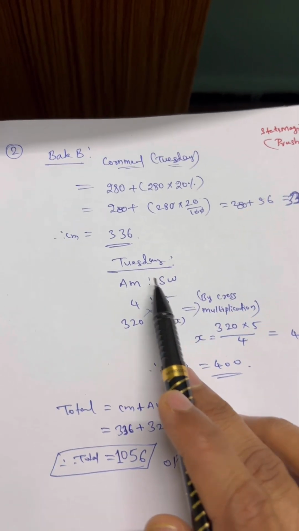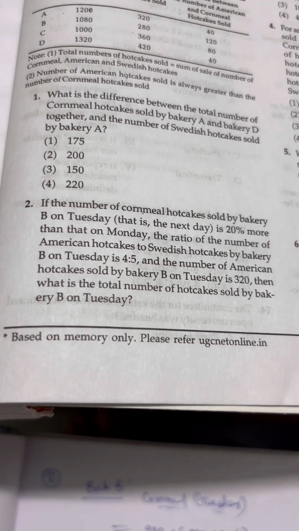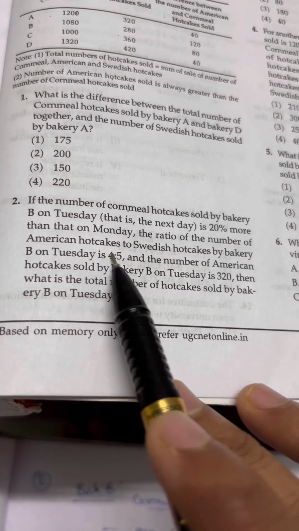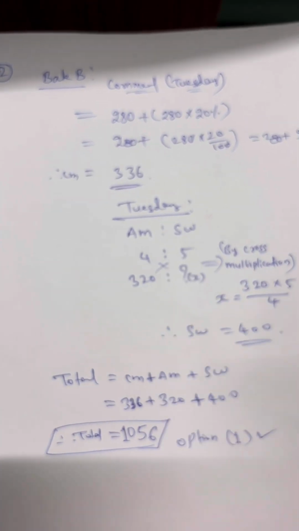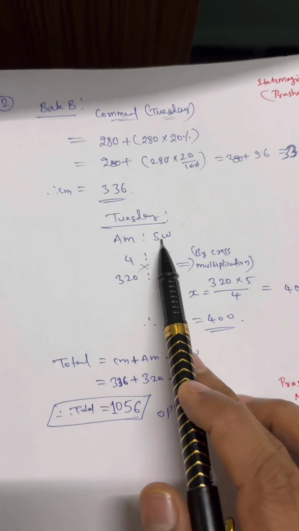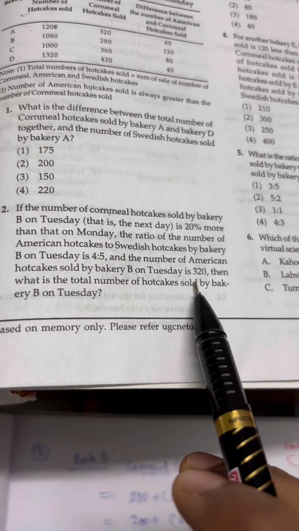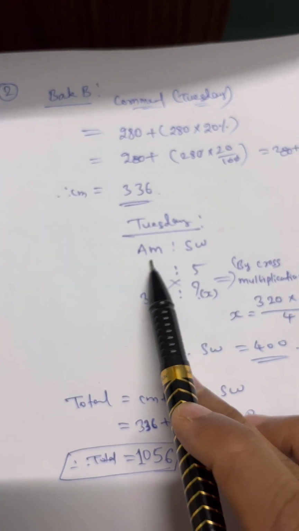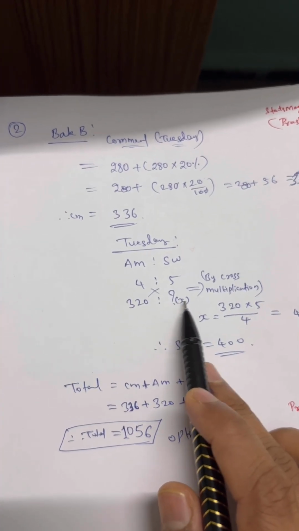Corn meal sales. Next, again the same Tuesday for bakery B only. The American to Swedish ratio they gave us is 4:5 in the question. The ratio of the number of American to Swedish hotcakes by bakery B on Tuesday is 4:5. So you have to write carefully here. American to Swedish they said 4:5. You should not write it in reverse, because if you write Swedish to American, it gets wrong. Again they also mentioned the American hotcakes sold by bakery B are 320. So American to Swedish is 4:5, and American they already gave as 320. Let this be x, this we have to find out.